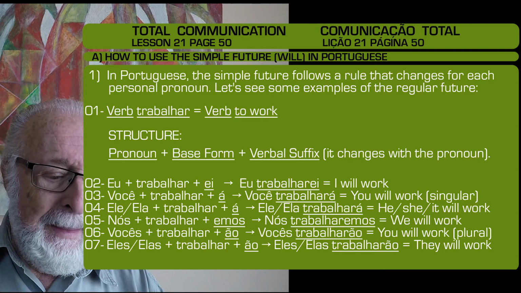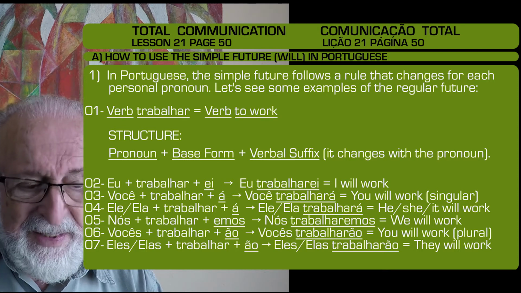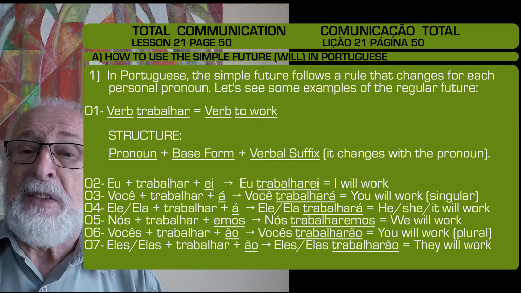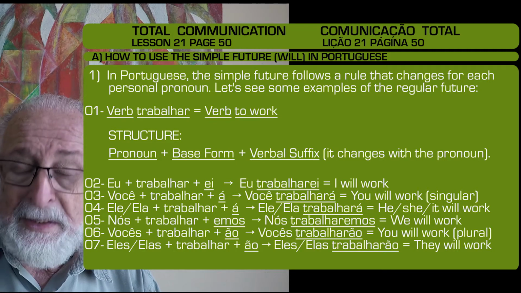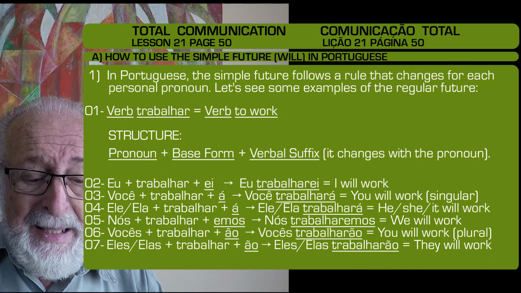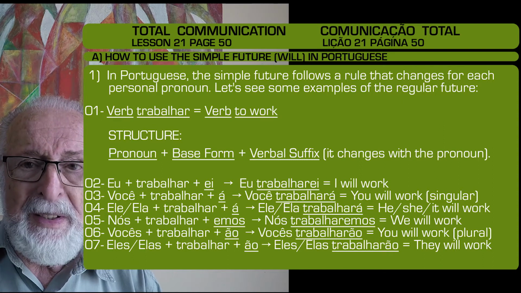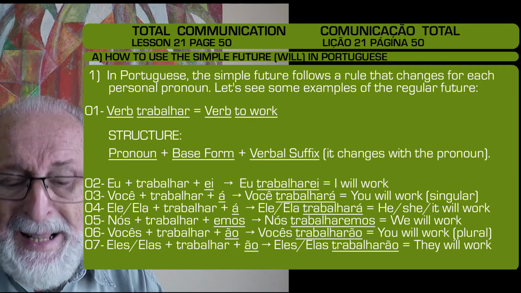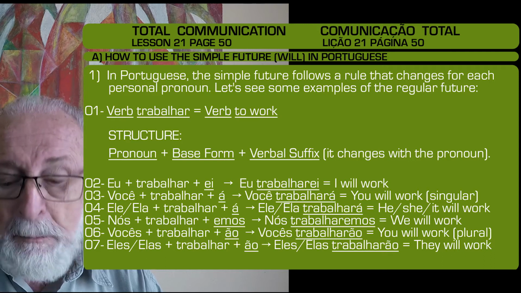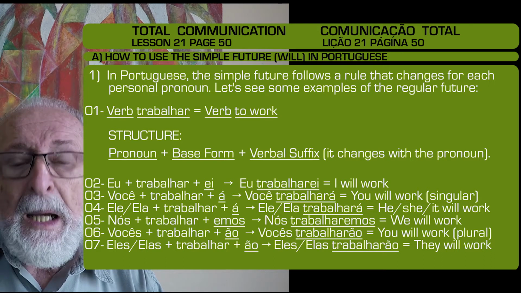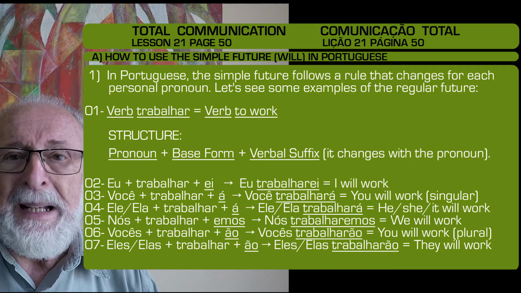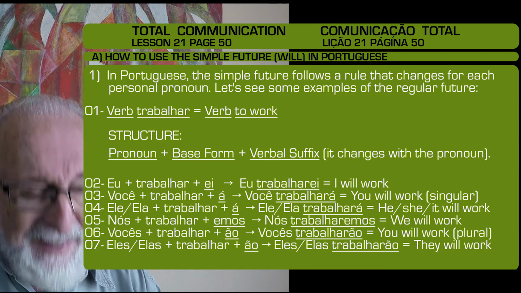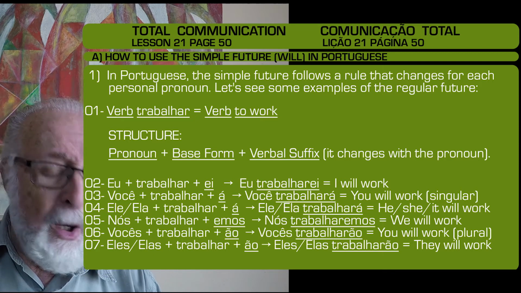In line 5, we have nós. Nós means we. Nós plus the base form trabalhar, which is work, plus EMOS, E-M-O-S. Then we have nós trabalharemos, which is we will work. That's the simple future.